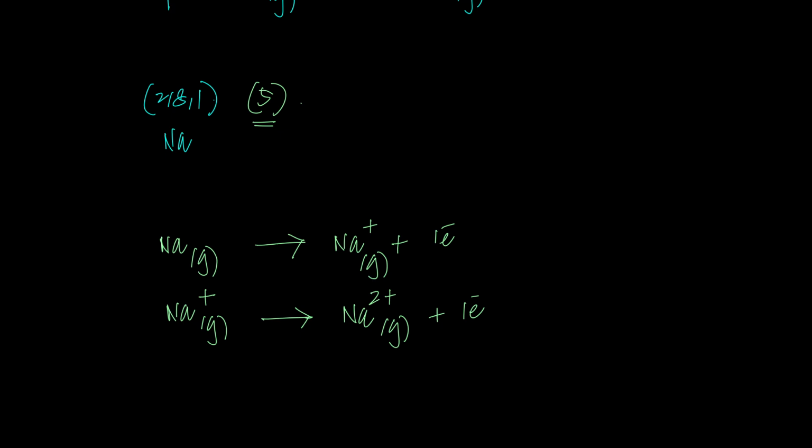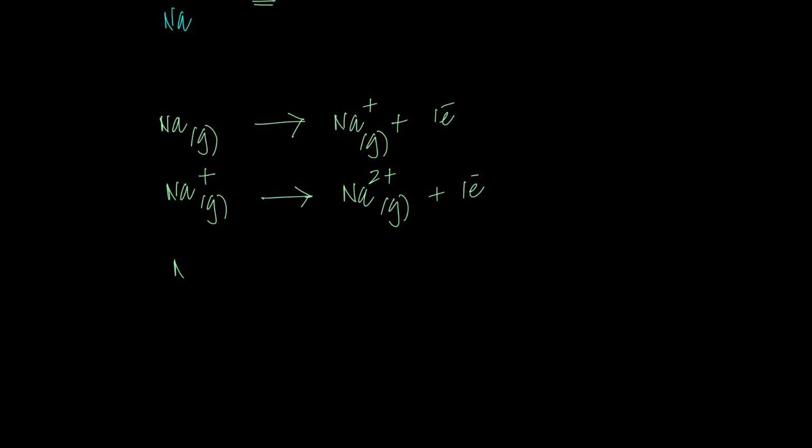Yes, you are right. Hydrogen only has 1 electron. It can't have a second ionization energy. True, I agree. I've never said anything about hydrogen. I'm just talking about sodium. Can you guys write the first 5 ionization energies for sodium? So this is the first where I remove the first electron. This is the second where I remove the second electron. This is the third where I remove the third electron.